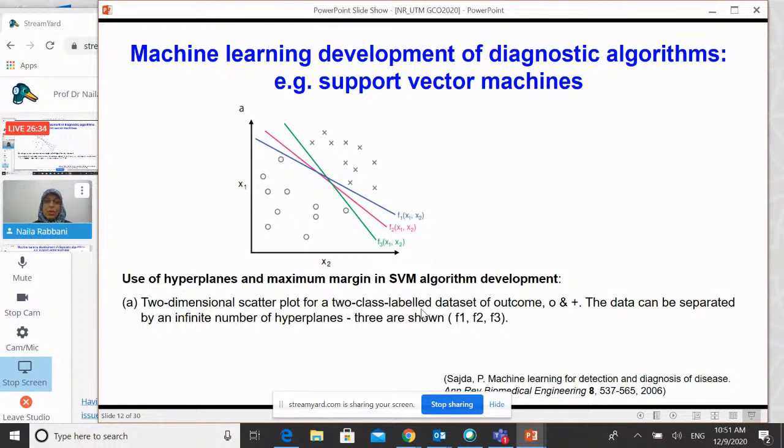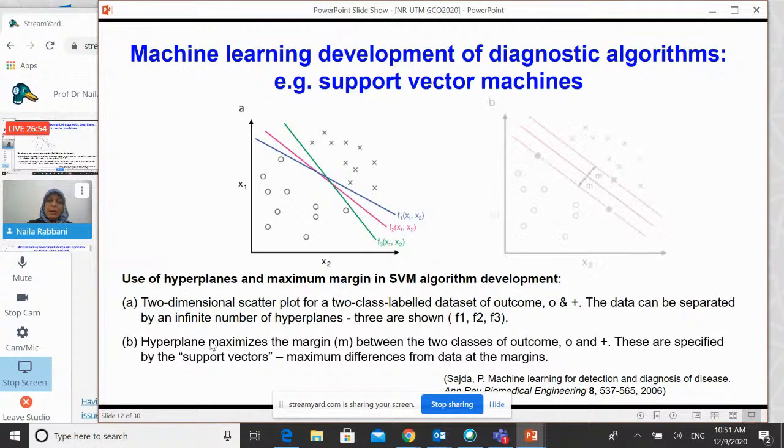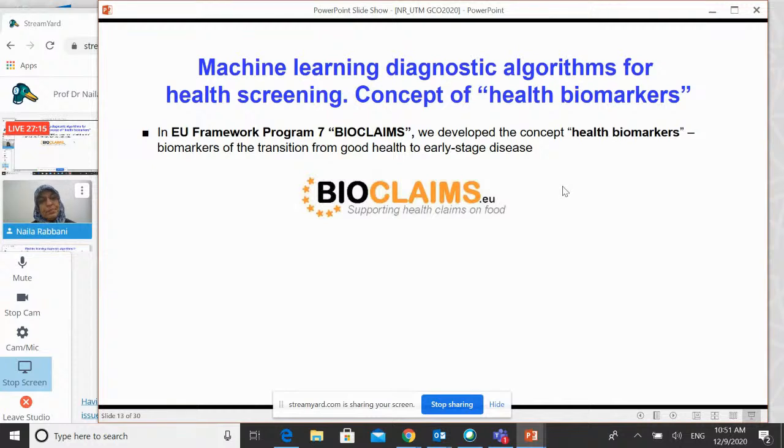Here is an example of one of the machine learning programs, the support vector machine. This graph shows a two-dimensional scatter plot for a two-class labeled dataset of outcome cases and controls. The data can be separated by an infinite number of hyperplanes, but here we only show three of them. The hyperplane maximizes the margin between the two classes of cases and controls. These are specified by the support vectors here. So the maximum difference from the data at this margin gives us the best algorithm.